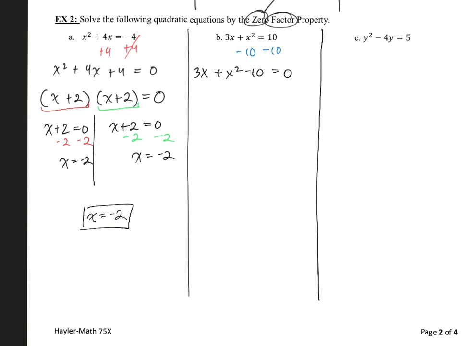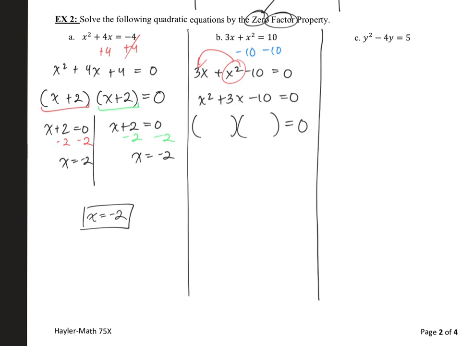But this isn't quite in the correct form yet because the x squared is right in the middle. We're going to try and move it up to the front. So let's re-scramble things a bit. X squared plus 3x minus 10 equals 0. Awesome, it is set up perfectly. So now we can factor. So let's go ahead, set up the binomial.